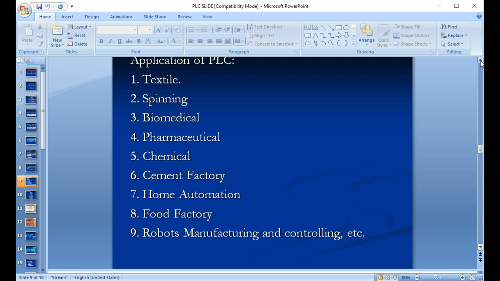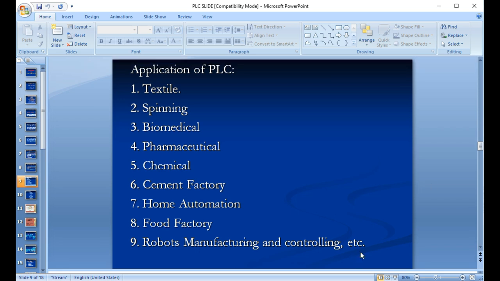Applications of PLC. What is the application? What are the sectors of PLC nowadays? One is textile, spinning mill, biomedical, pharmaceuticals, chemical, cement factory, home automation, food factory, robots manufacturing and controlling, etc. That is the application and the sector of PLC. That means every sector in the world right now is an application and use of PLC.